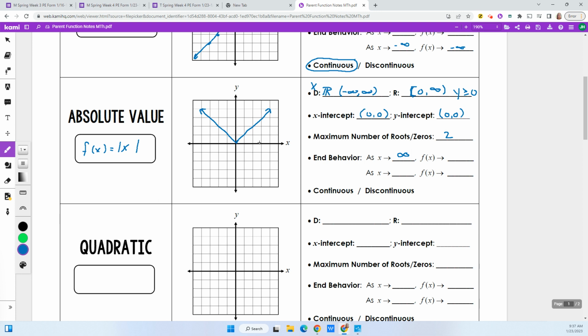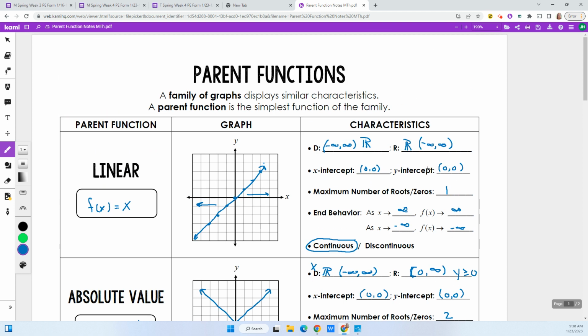As x is going towards infinity, so as x is moving in this direction, my x's are getting bigger. What's happening to y? Yeah, it's going up, so it would be getting bigger. So y is also going to infinity. And if we look at the other side as x is getting smaller, so now x is moving in this direction. We're saying what is happening as x approaches negative infinity? As x is moving to the left, what is happening to our y? And again, it's going up forever. So it would be getting bigger.